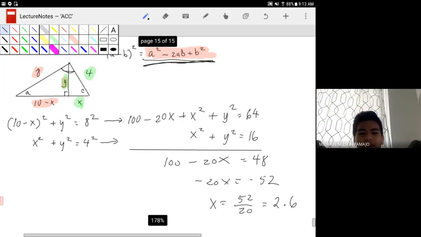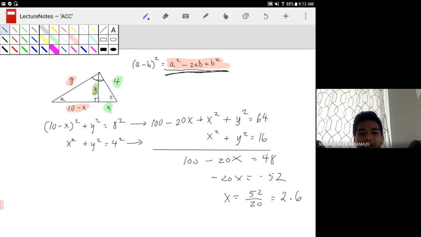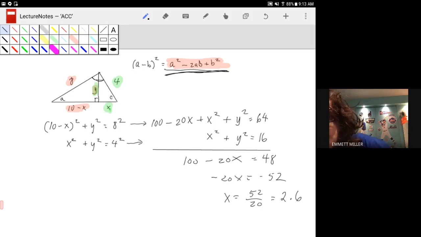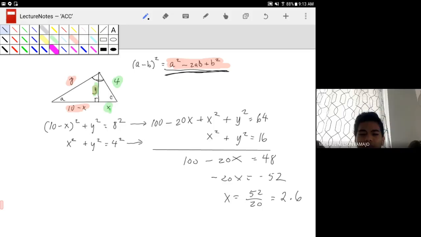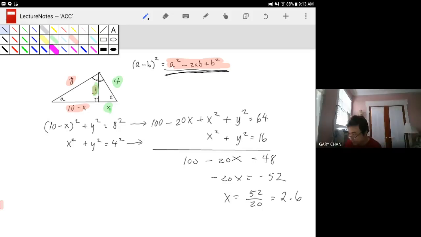Can't you simplify it to 26 over 10? Yeah, and then you just divide by 10 and move the decimal over 1. Or 13 over 5. So 13 over 5 is equal to 2.6. That's right. So it ends up being 2.6.